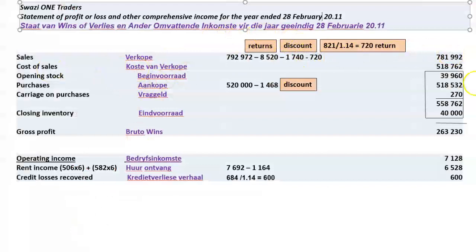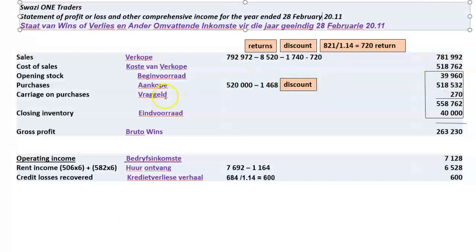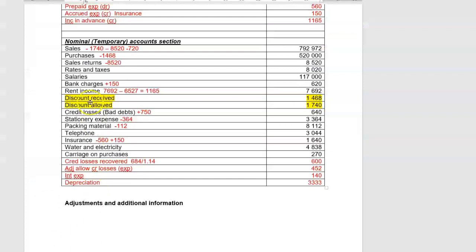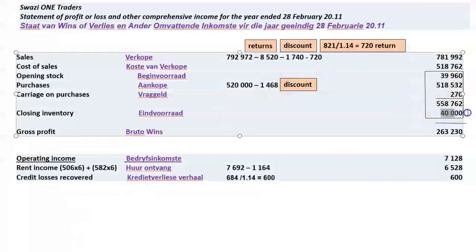Then cost of sales, opening inventory, they gave it to you. Purchases. There's only one adjustment entry that we've passed against purchases, and that was the 1468. Then our carriage on purchases, there were no other entries that we've made against our carriage costs. There it is, carriage on purchases, 270 Rand. Good. And then our closing inventory, they gave us the 40,000 as well. So we could have worked out our cost of sales and our gross profit.